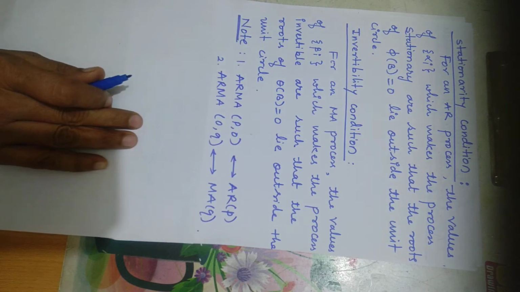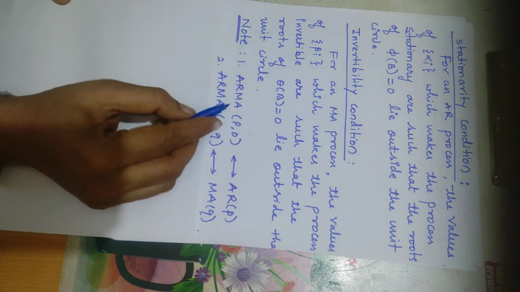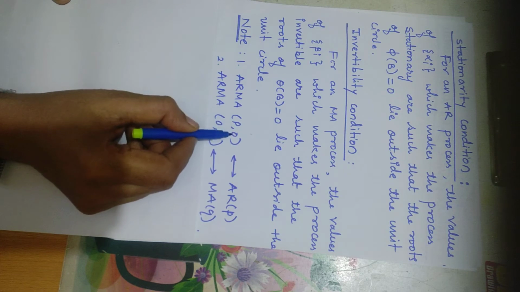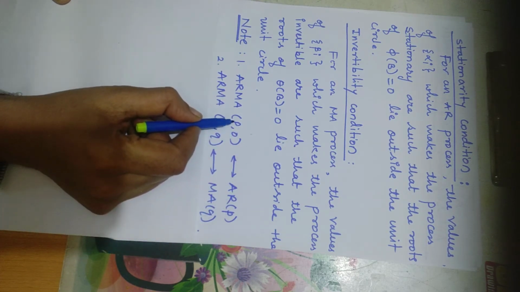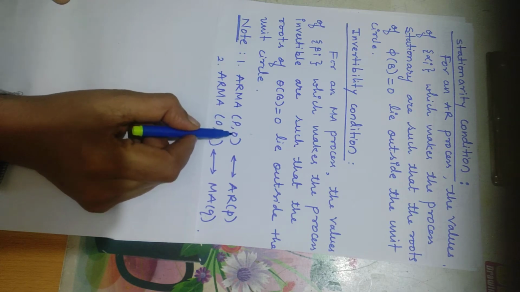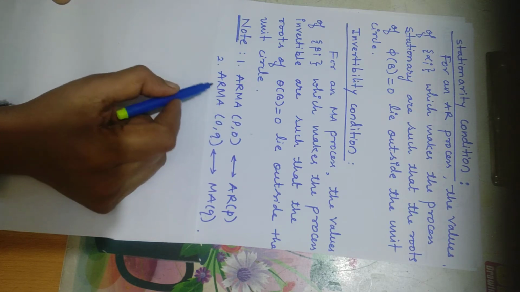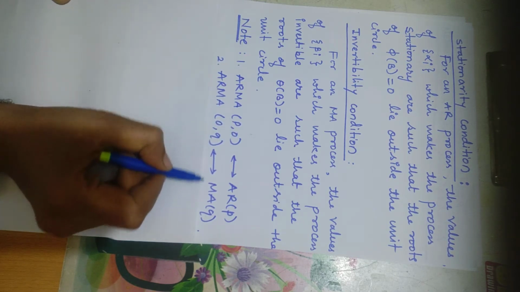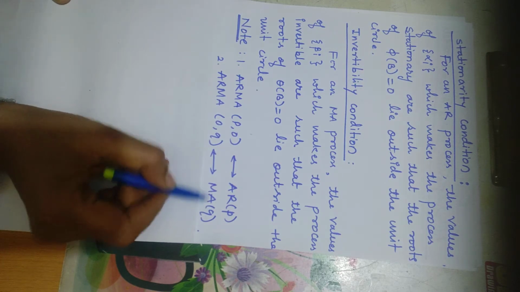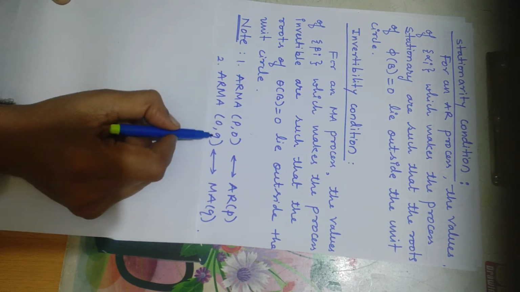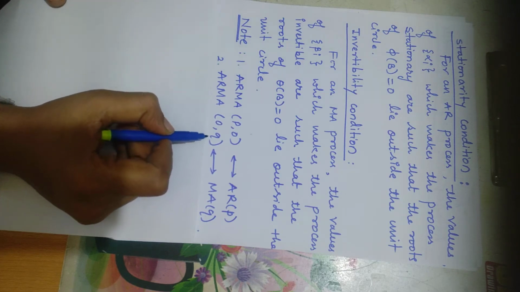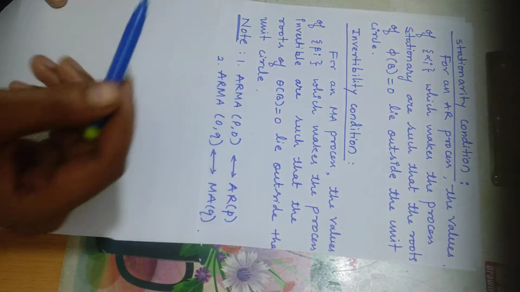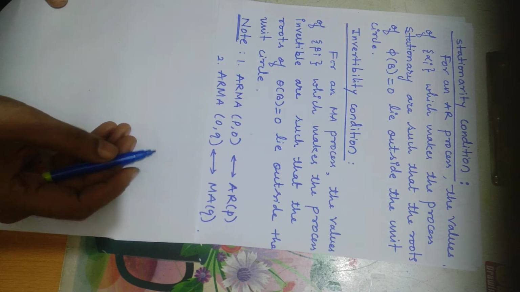So we have the notations. ARMA p,0 model can also be denoted as AR p model, because only p AR terms are there, there is no MA term. Similarly, ARMA 0,q model is denoted as MA q model, because there is no AR term but q MA terms are there. So using this concept of stationarity and invertibility, now we will solve the example.